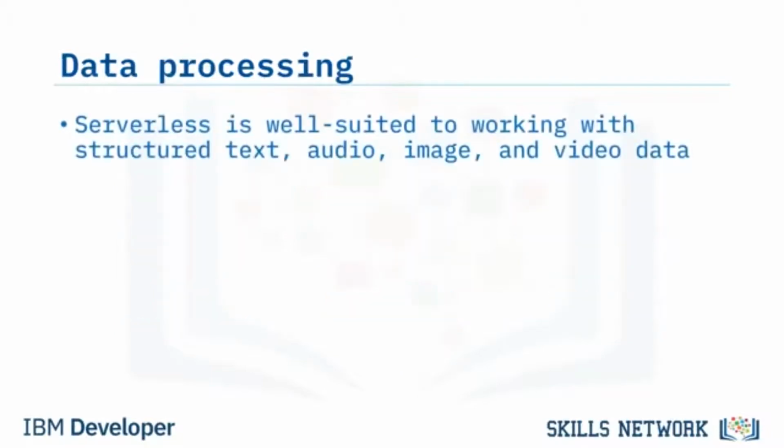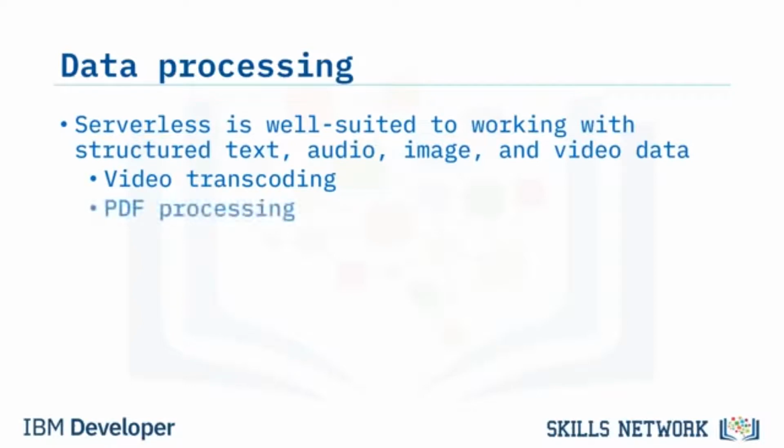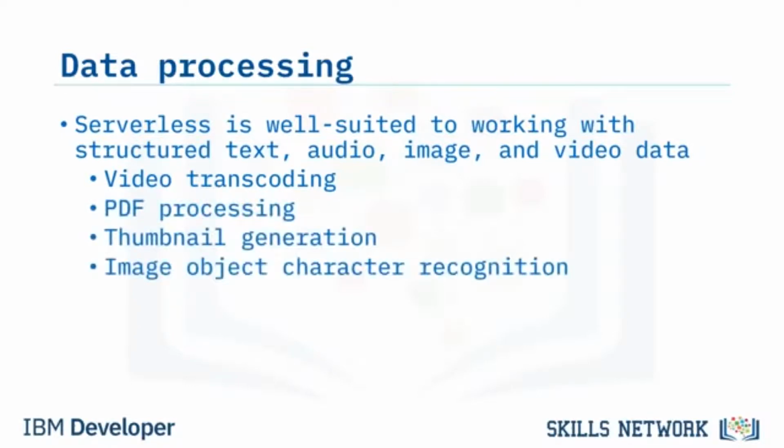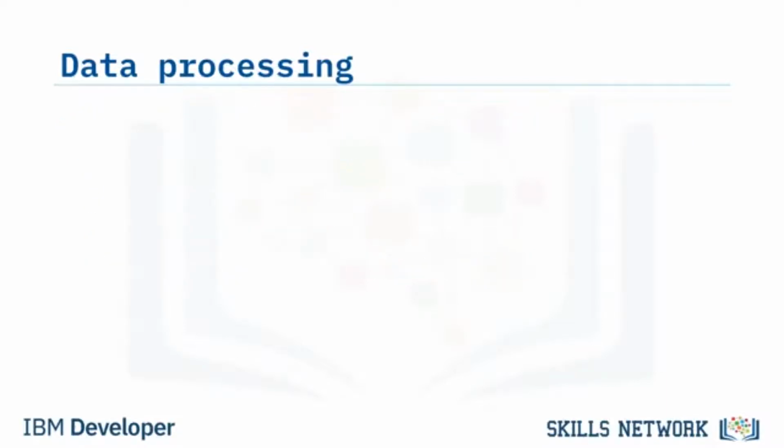Serverless is well suited to working with structured text, audio, image, and video data, including transcoding videos to play on multiple device types, PDF processing, thumbnail generation, and image object character recognition, commonly referred to as OCR. OCR is taking an image of text, such as a scanned receipt, and converting the image into machine-encoded searchable, editable text. Consider again the scenario where you upload a profile picture to a website.